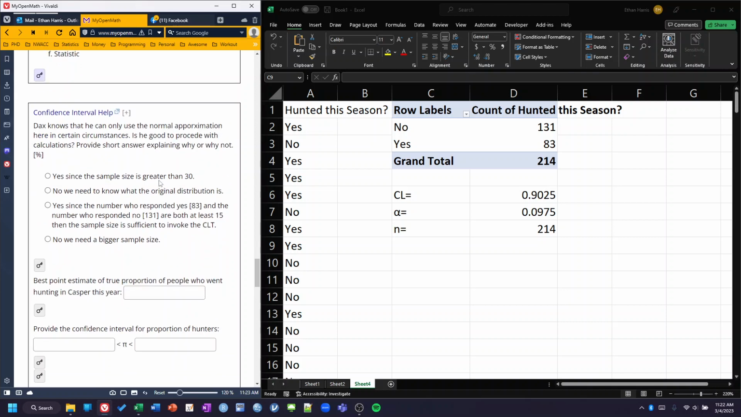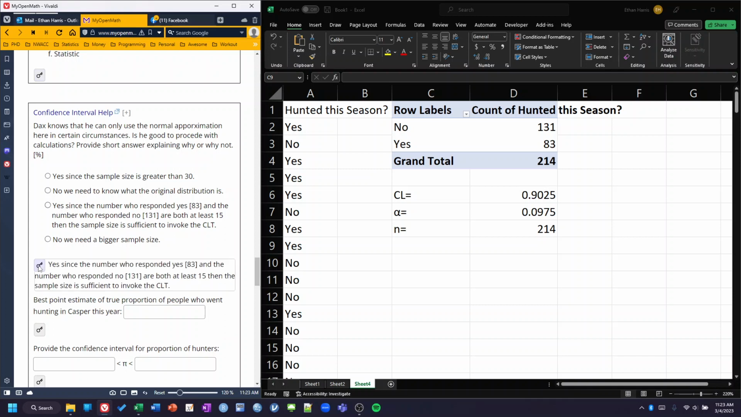All right, next, here we say, Dax knows that he can only use the normal approximation here in certain circumstances. Is he good to proceed with the calculations? Provide a short answer explaining why or why not. Okay, so the answer here is he is good to use it because we see at least 15 yeses and at least 15 no's.